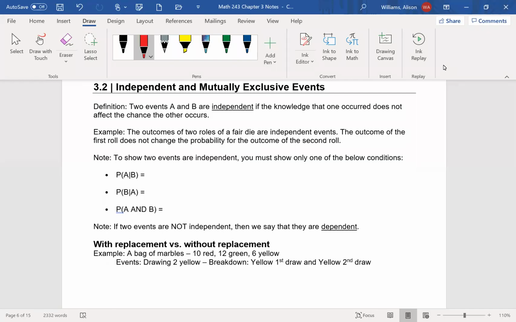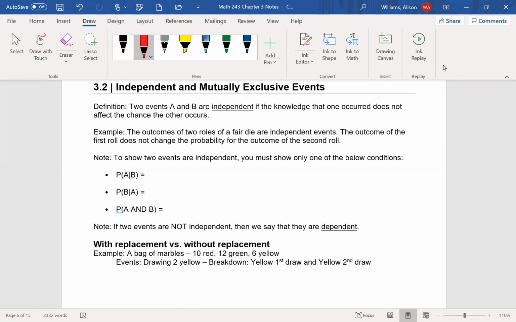In this video, we're going to talk about independent and mutually exclusive events. So let's talk about independent first. Two events A and B are independent if the knowledge that one occurred does not affect the chance the other occurs. In other words, one occurring doesn't affect whether or not the other one's going to occur. They're independent of each other.